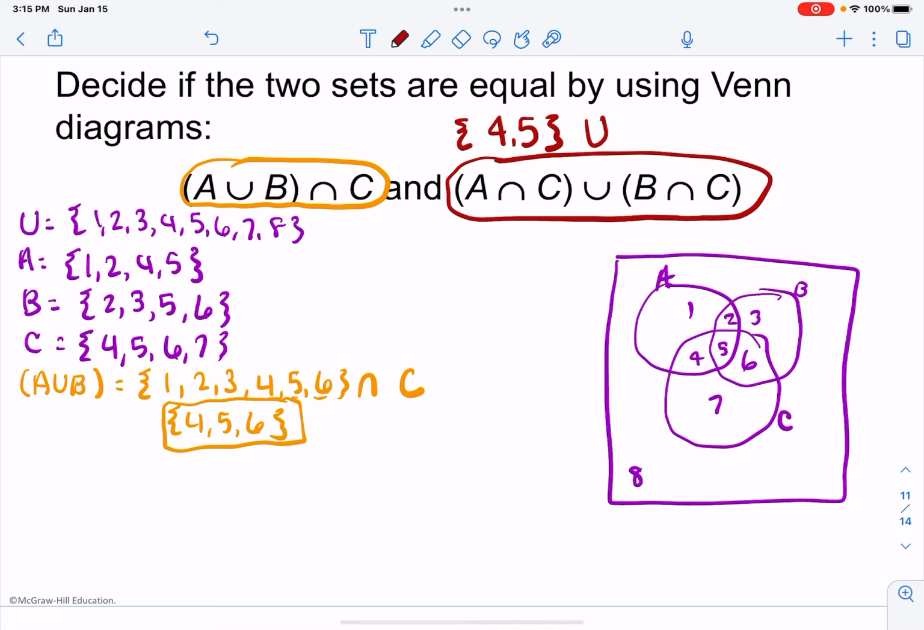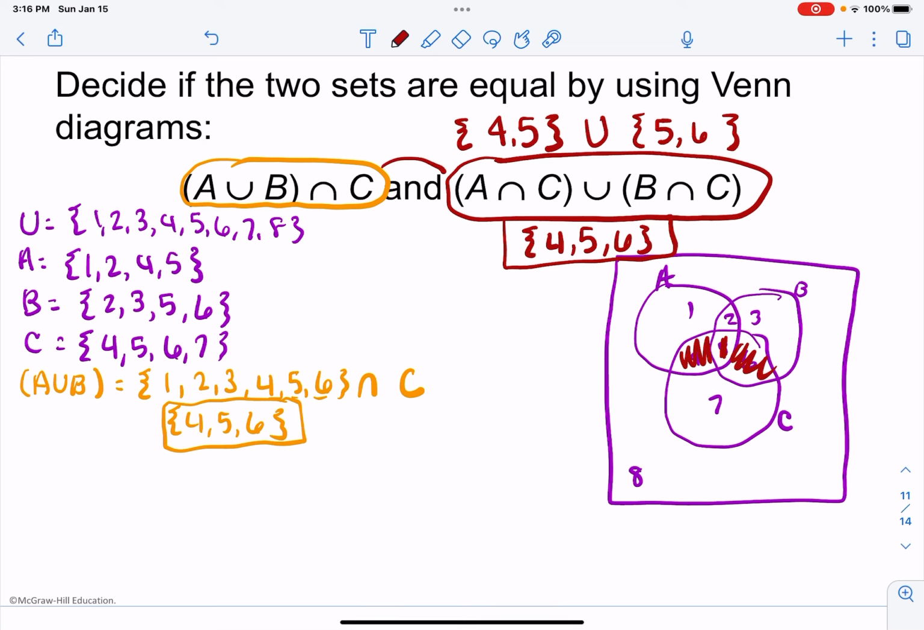And I have to do the union with the intersection of B and C. What do B and C both have in common? B is 2, 3, 5, and 6, and C is 4, 5, 6, and 7. So they both have 5 and 6 in common. Now I have to do the union of those two. I put them together, and I get 4, 5, and 6. So they do, in fact, equal. If I were to shade it on the Venn diagram, I would shade it right here. That tells me those two are equal because I get the same answer when I do the problem.